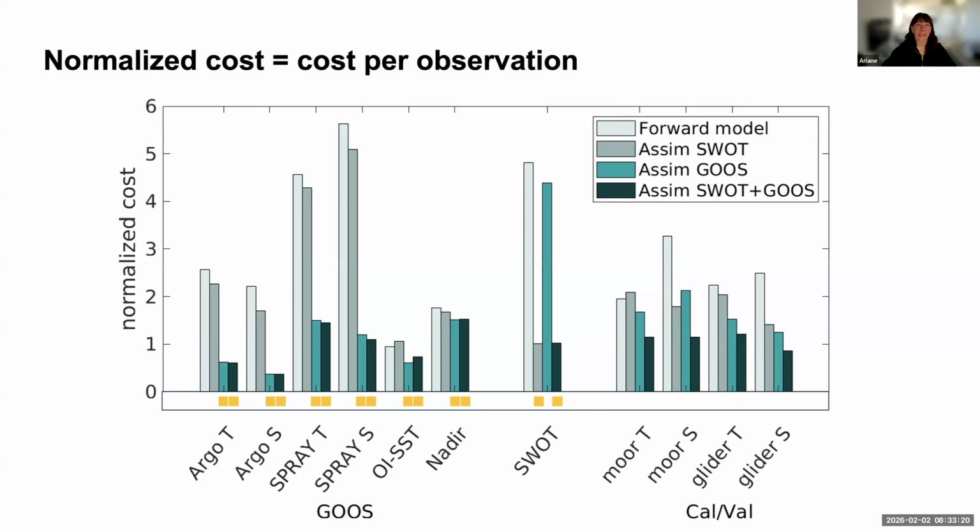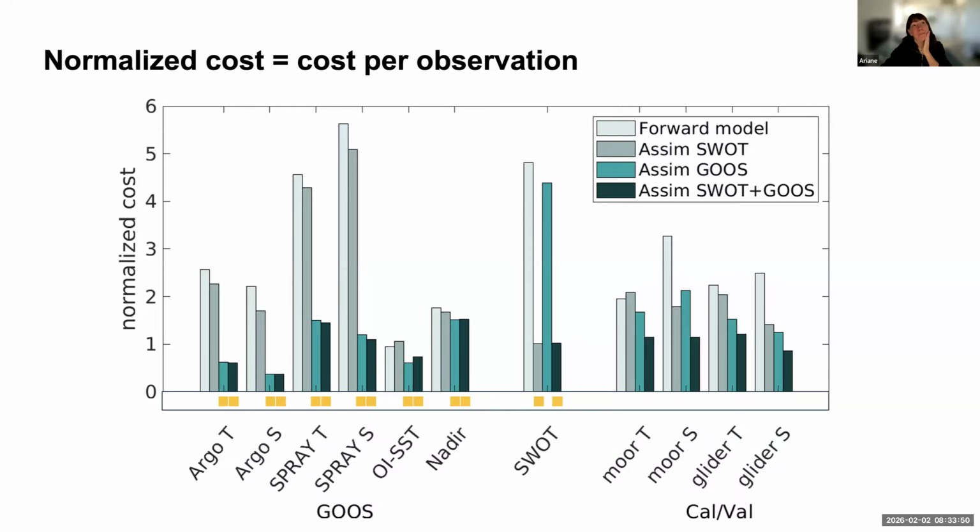I think we need to distinguish the words conflict and independent. The cost doesn't go up when you omit it; it just doesn't go down much. So I think they're not in conflict. I think it's saying SWOT is adding new information and GOOSE is adding new information. Yes, a much better description.